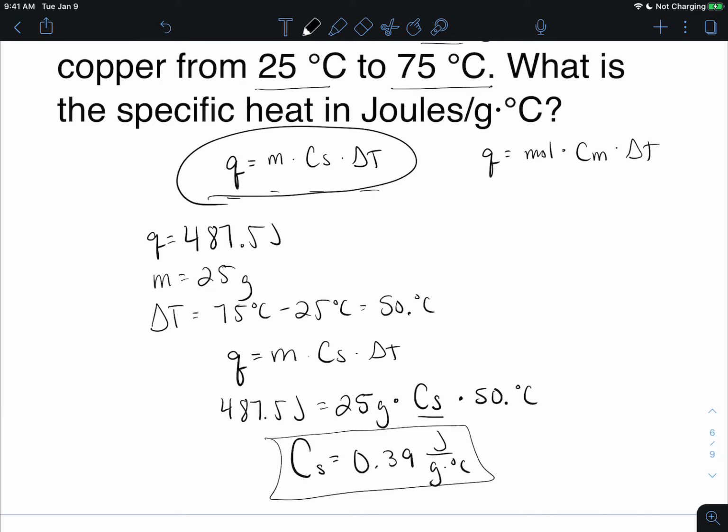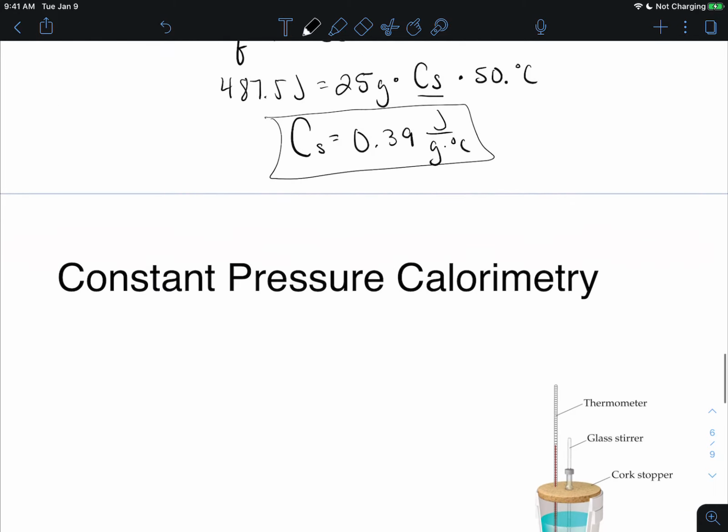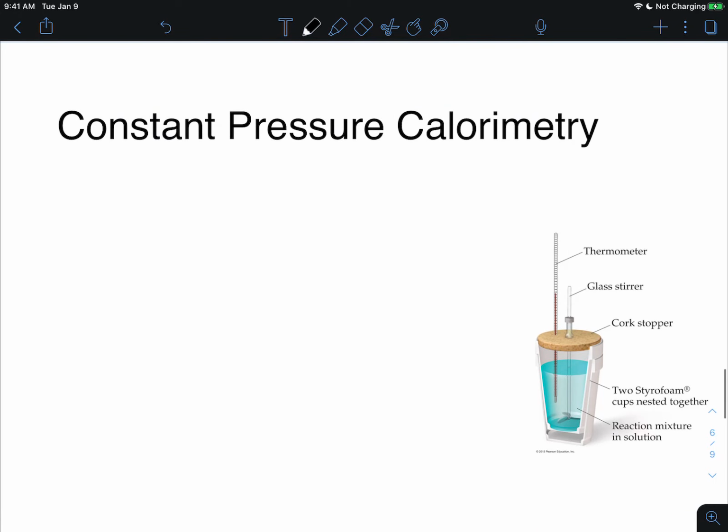We should know that metals in general are going to heat up very, very quickly, very, very easily. That's why we use them to cook with, right? They very easily heat up once heat has been applied. Okay, let's look real quick at what's called constant pressure calorimetry. That's what we're going to be most familiar with.